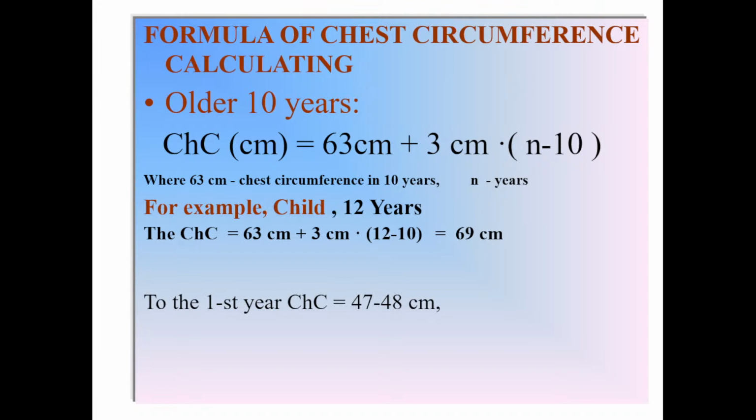Key points of chest circumference. At the first year, chest circumference is nearly 47 to 48 centimeters. At 5 years, 55 centimeters. At 10 years, 63 centimeters. And pay attention: just after 4 months, chest circumference is more than head circumference.